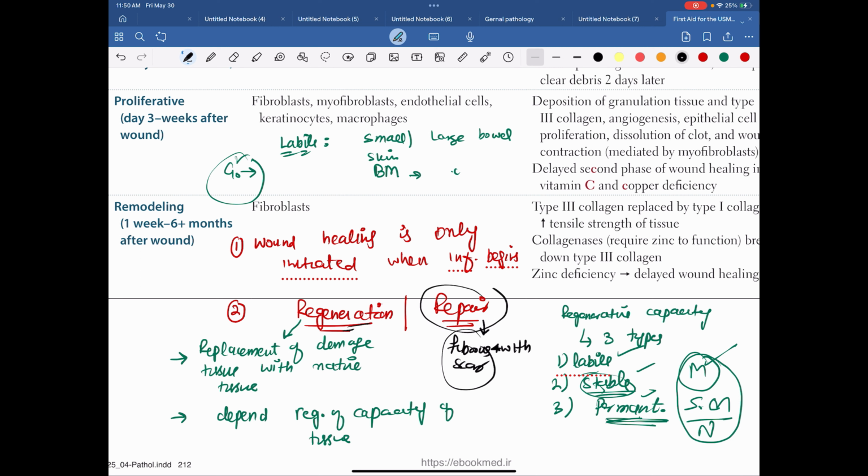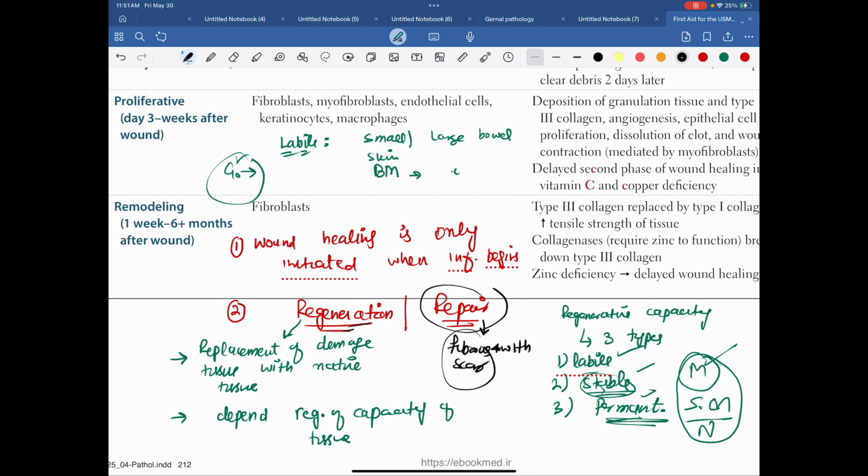But in repair what will happen? Basically the replacement of the damaged tissue is going to occur with fibrous scar. This is very important. And please remember, it only occurs when the regenerative stem cells are lost. Like if you have a deep skin cut, your stem cells are lost. When your stem cells are lost, they are not going to regenerate, it is only going to be replaced with scar. Please keep this in mind.